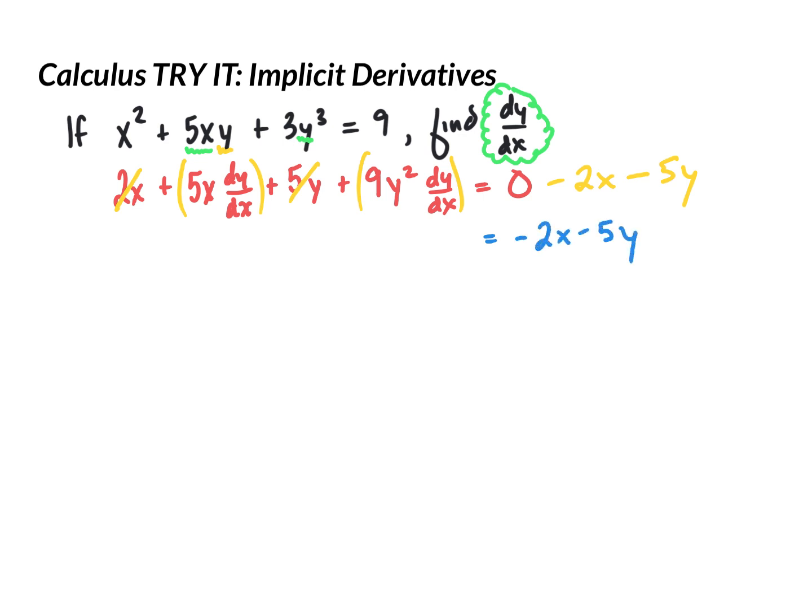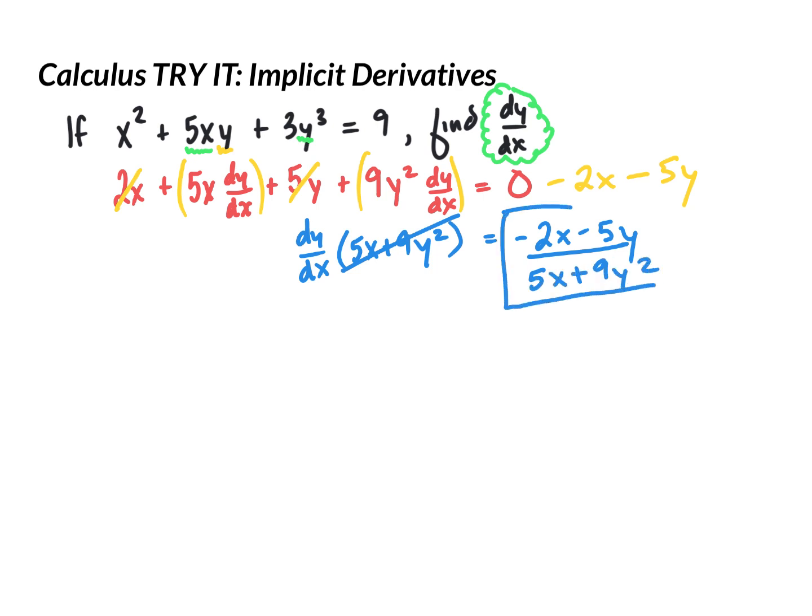And over here, since both terms have a dy dx, I'm going to factor it out and leave me with 5x plus 9y squared. And then, because, again, the point is finding dy dx, I'm going to divide both sides by 5x plus 9y squared. And there is my derivative.